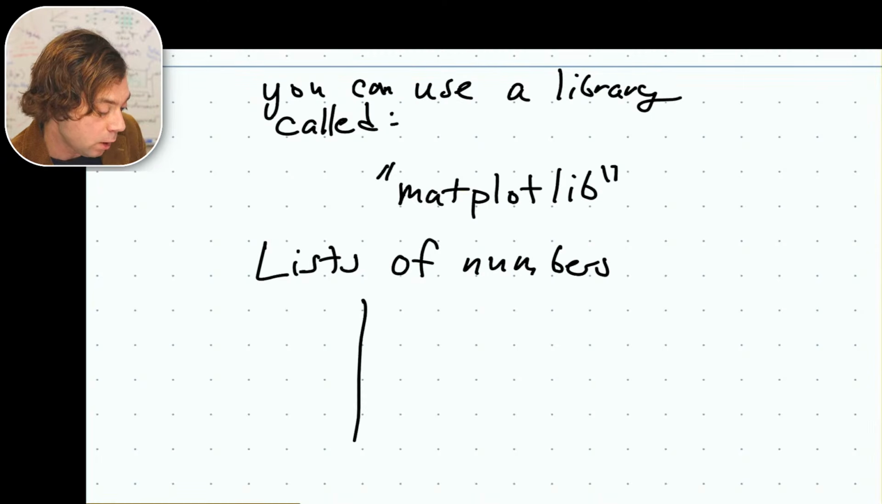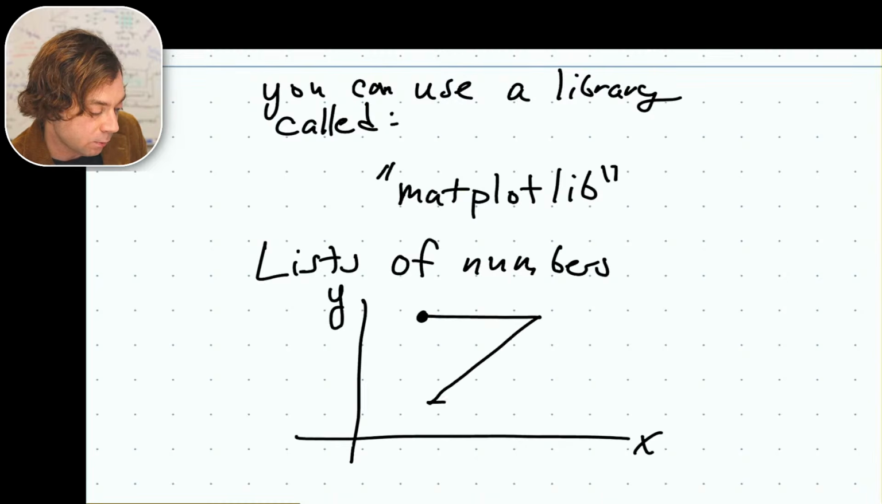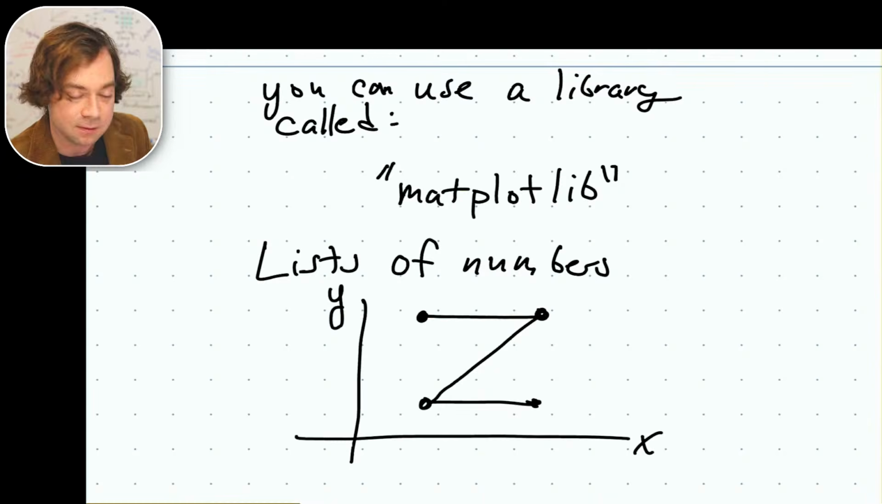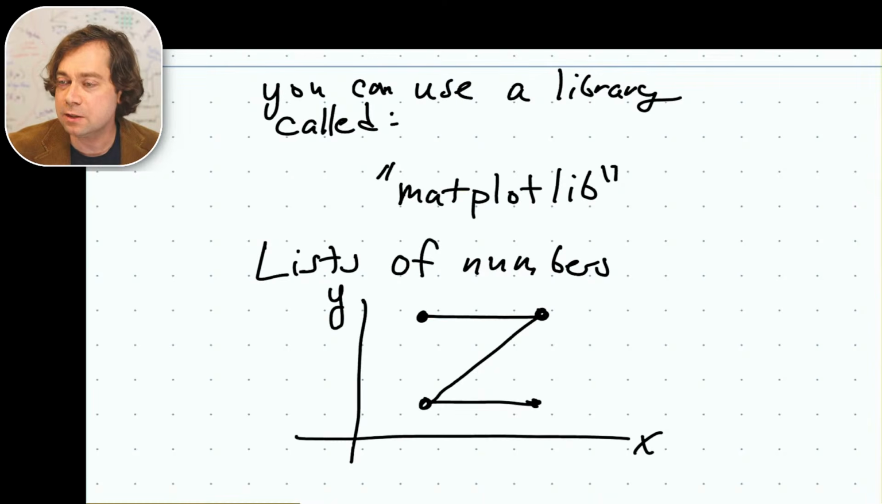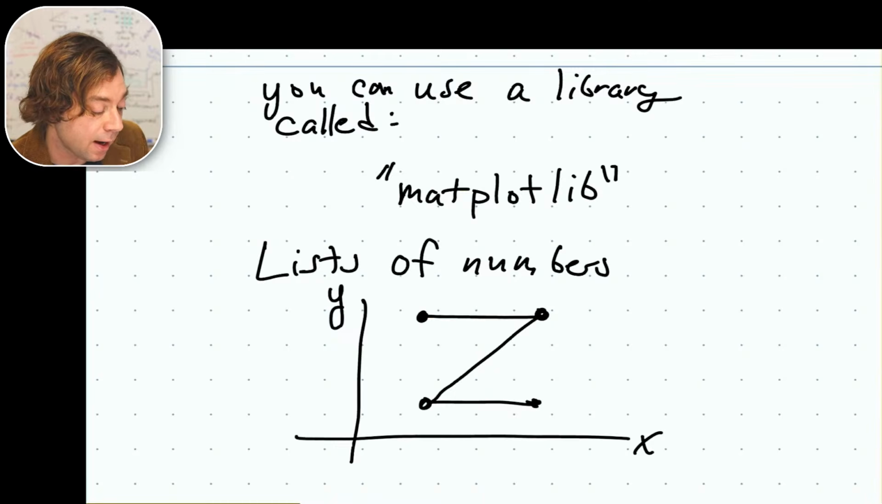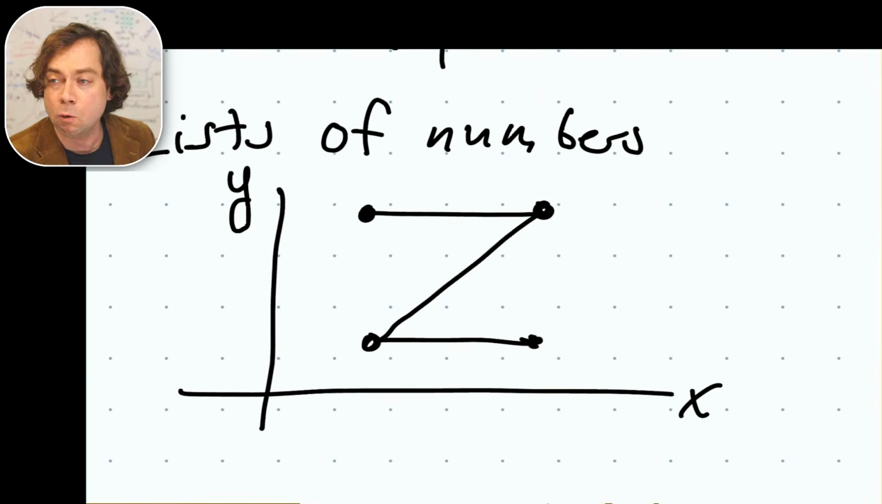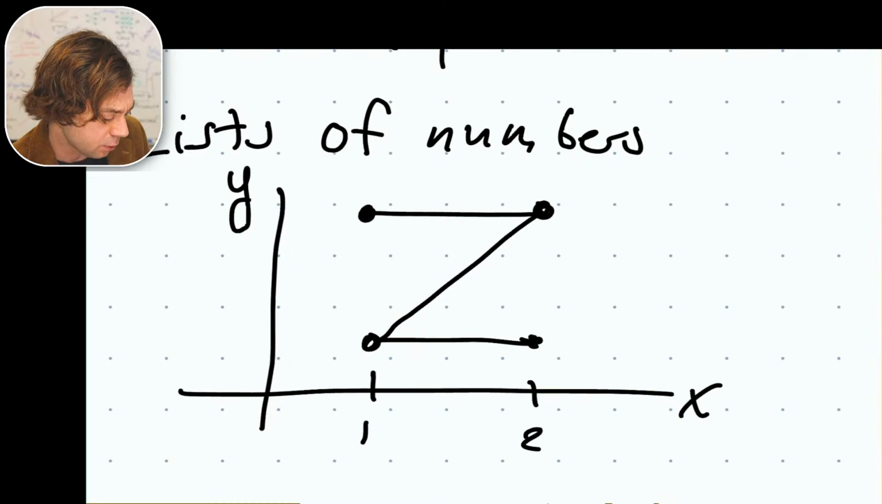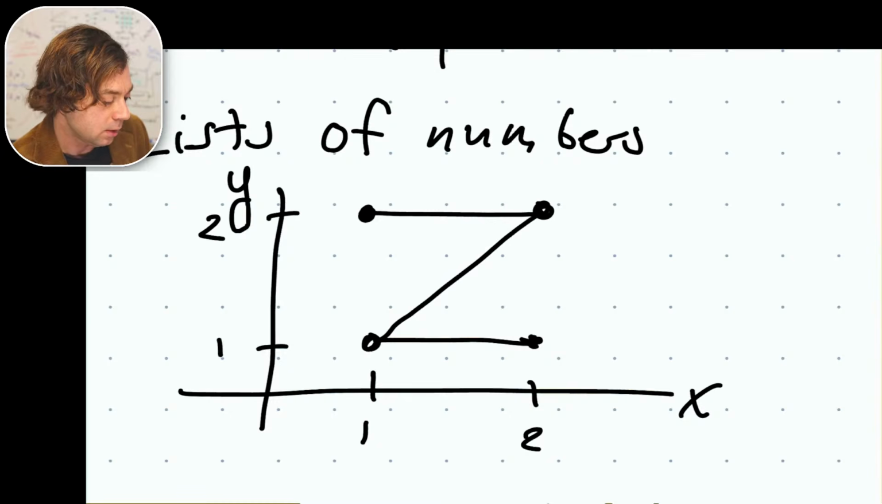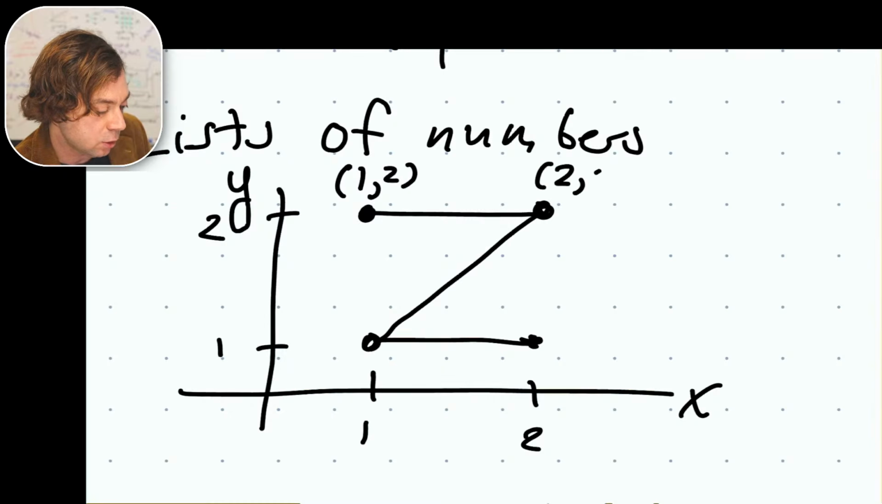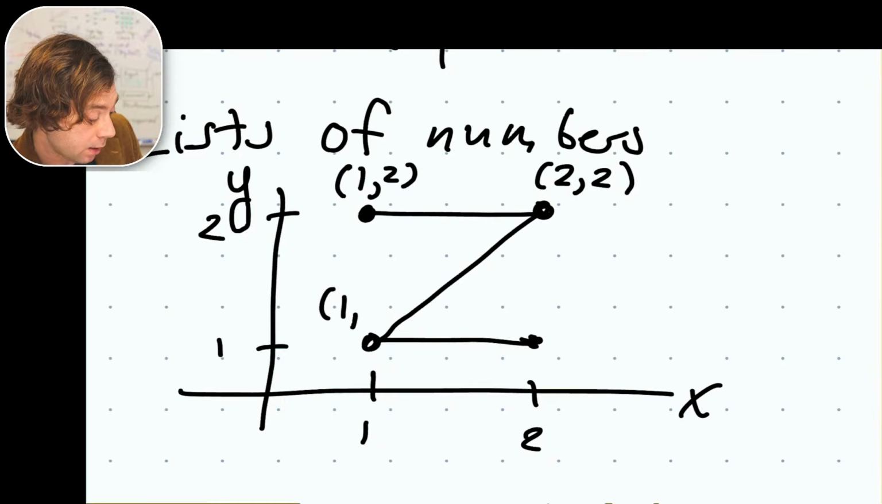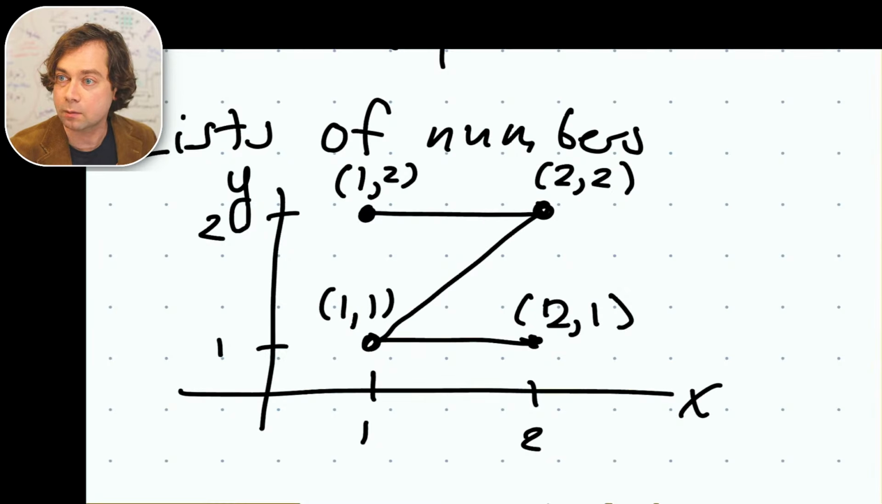So imagine we wanted to create a plot where it looked like this. Like we're going to draw the letter Z. Okay? How would we do that? Well, what we would do is we would find all of the X coordinates in order for which we want to draw it. Okay? So let's just say that this is 1, that's 2, that's 1, that's 2. This point up here is going to be 1, 2. This is going to be 2, 2. This point's going to be 1, comma 1. This point's going to be 2, comma 1, right?